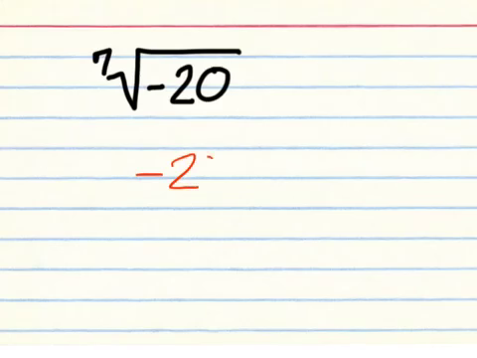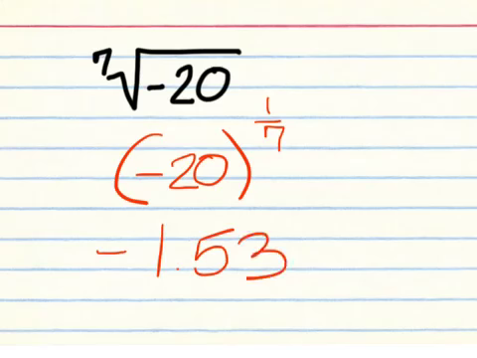This is the same thing as negative 20 to the 1/7 power, which comes out to be negative 1.53.